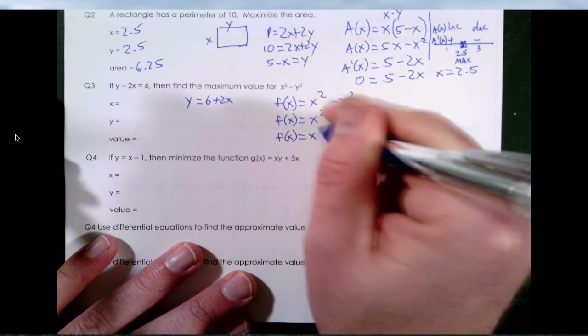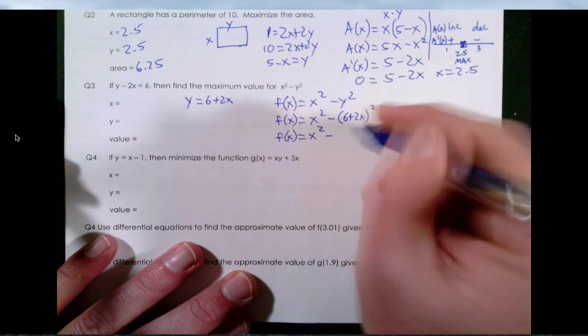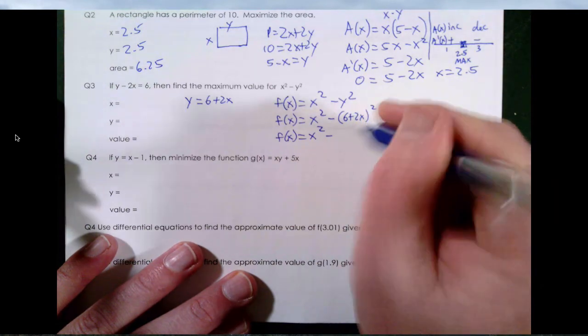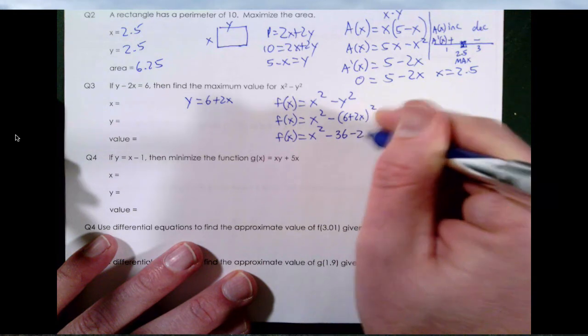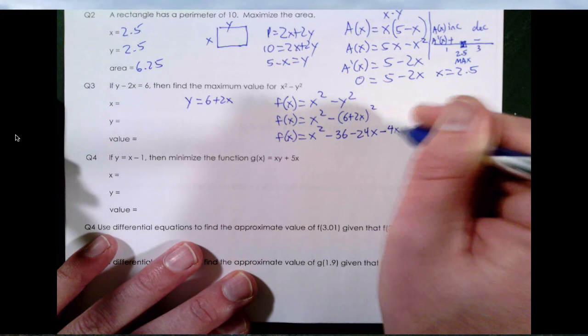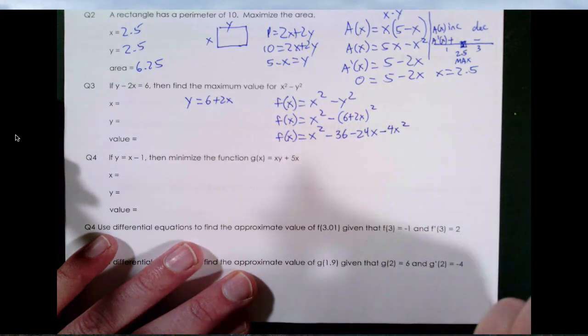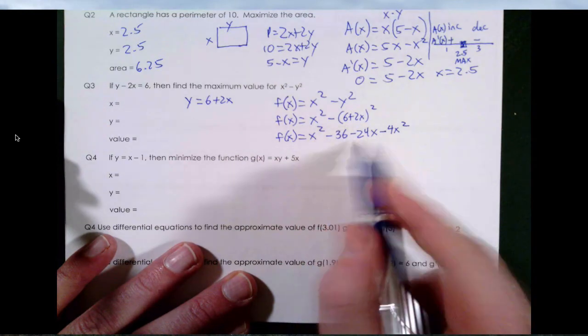So if I have x squared, subtract 6 plus 2x, I'm doing 6 times 2x, okay? I'm foiling that out, writing it twice and foiling. I'll have minus 36, minus 24x, and minus 4x squared. The 2x times 6 would be 12, and there's two of those making 24. We're subtracting all of those values, which is why they're all minuses.